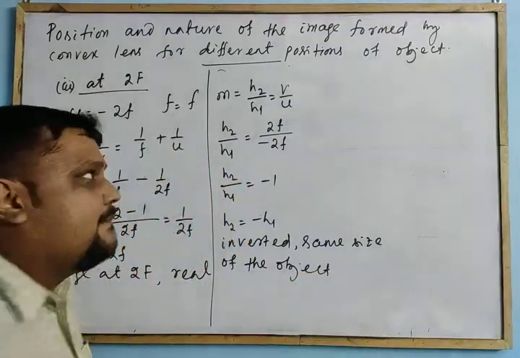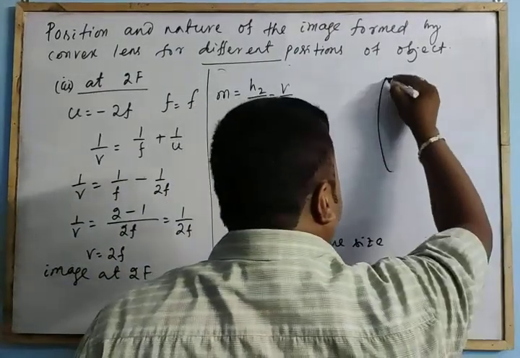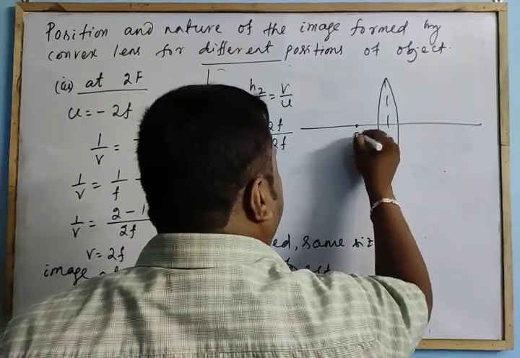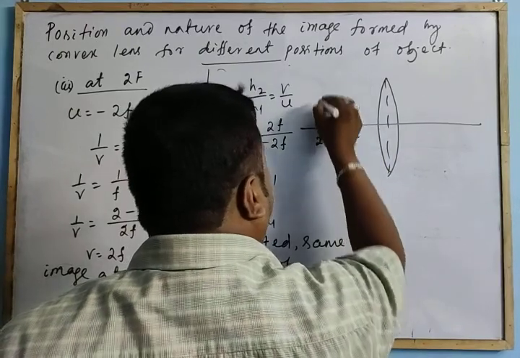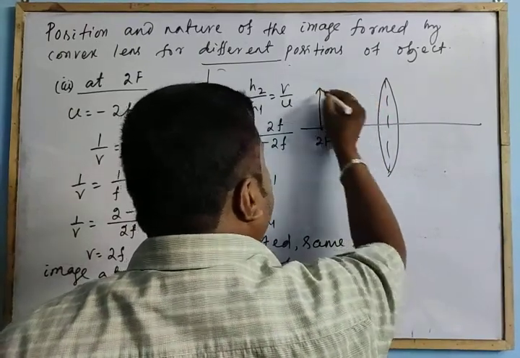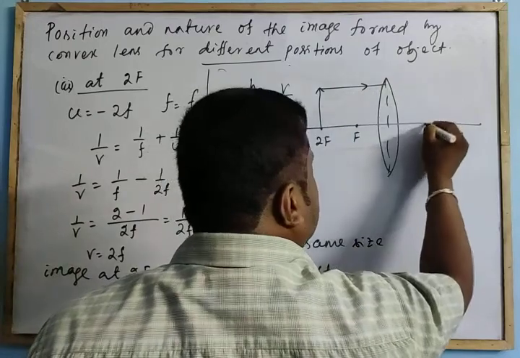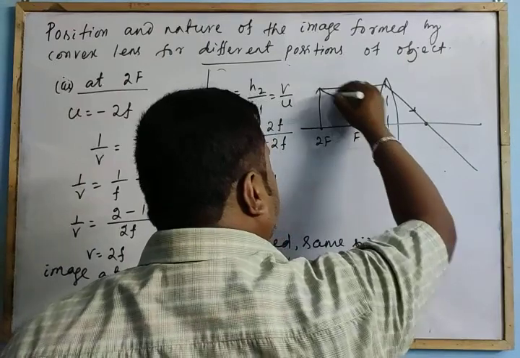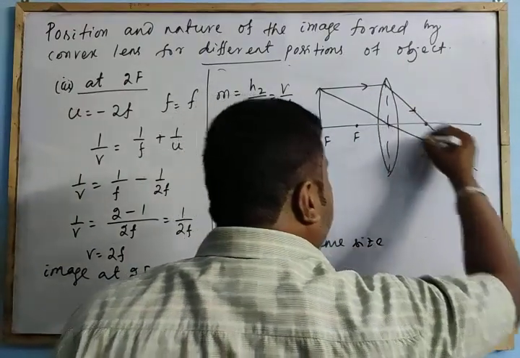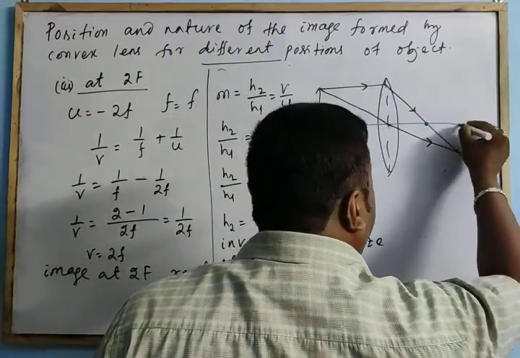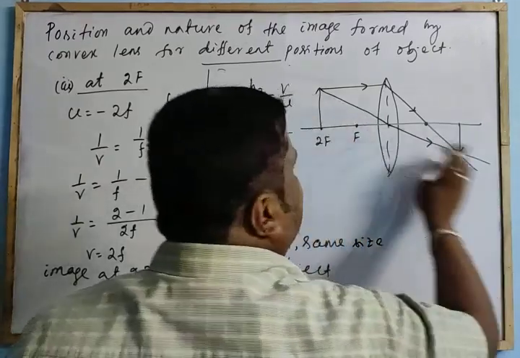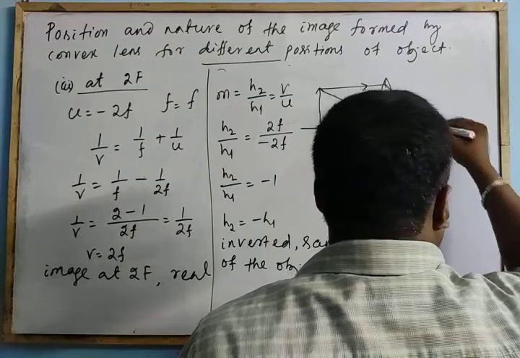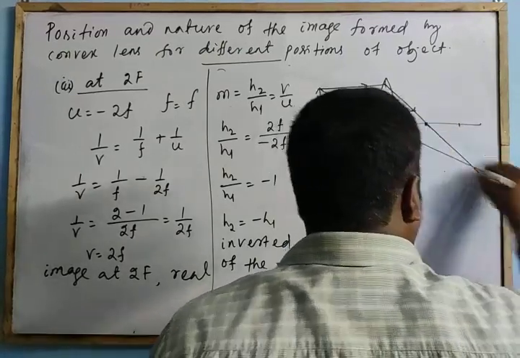So now keeping the object at 2f. Let this be your f. Let this be 2f. Now this is the object. So the ray will pass through f, and then through the optical center, and it will meet at this point, which should be of the same size, so make it the same size also. Clear? So this is one portion, the other one is of the same size.